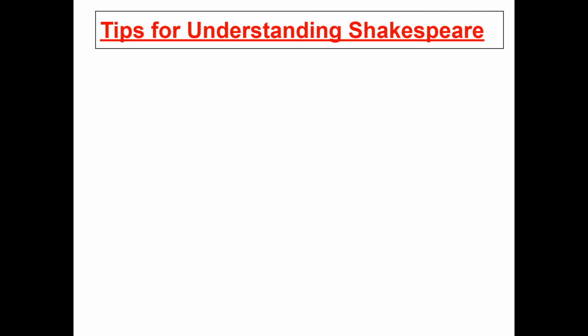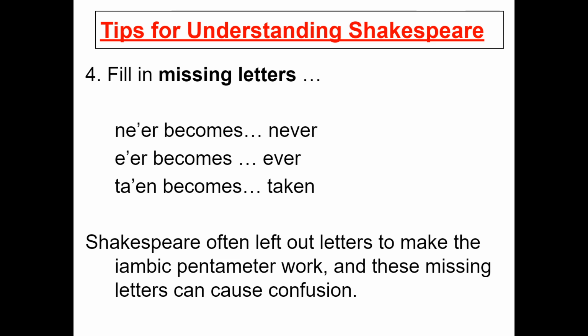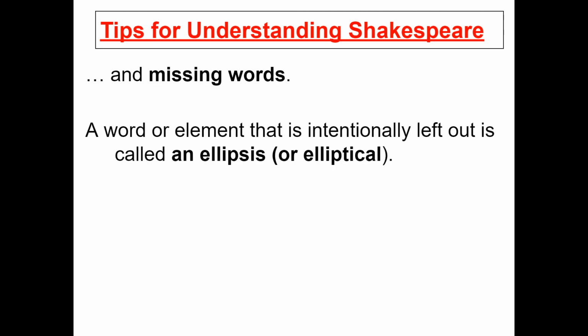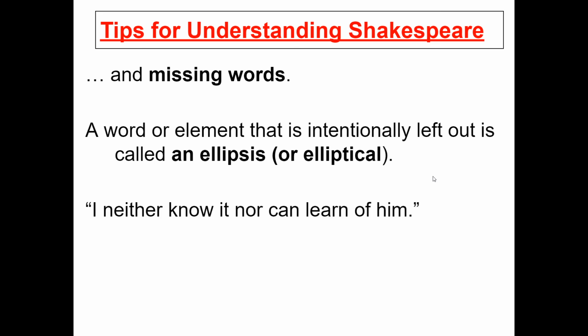Number 5, or I should say we're still on number 4. So to go along with missing letters, we also have missing words. So a word or an element that is intentionally left out is called an ellipsis, that's a noun, or elliptical, that's the adjective form. So for example, I neither know it nor can learn of him.